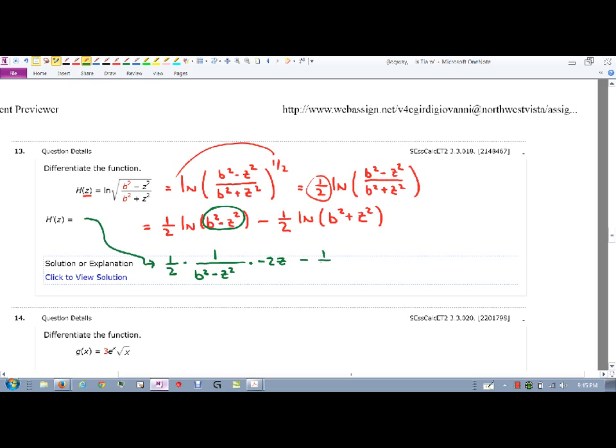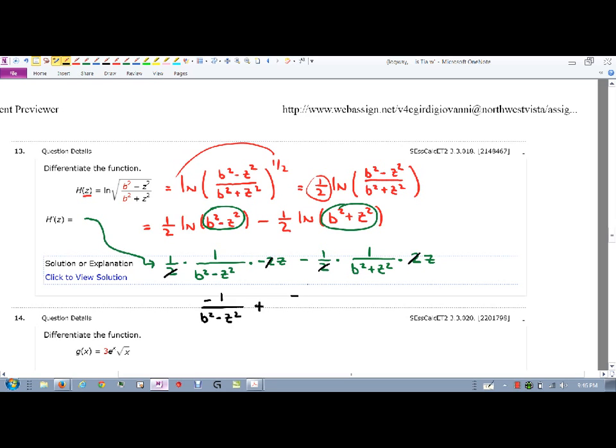I have a negative 1 half, then I have a natural log. Derivative of natural log of something is 1 over that something times the derivative of what's inside here. Again, b is a constant, so I just need the derivative of z squared. That's 2z. Should get some canceling. These twos cancel. These twos cancel. And so what you get is a negative 1 over b squared minus z squared. And then over here, you still have that negative. So I'll say plus, and I'll put a negative on top.